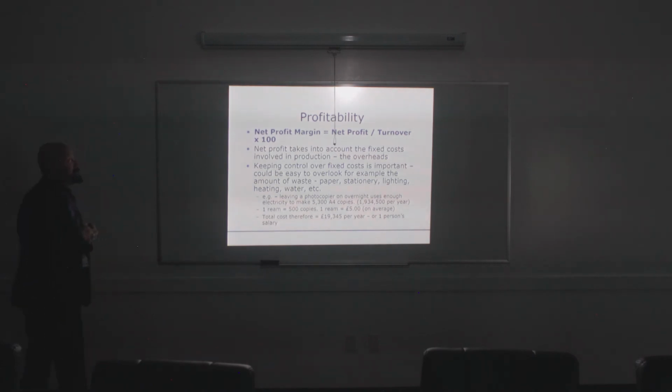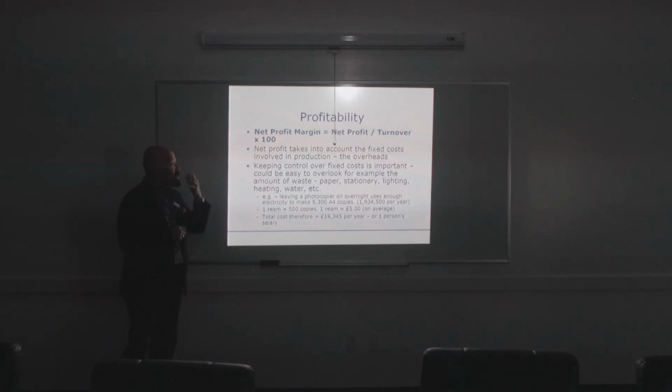Keeping control over fixed costs is super important. It could be easy to overlook, for example, the amount of waste, paper, stationery, lighting, heating, water, etc. These things are expensive. We all as individuals pay these things, so we know they're out there. Leaving a photocopier on overnight uses enough electricity to make 5,300 copies. And that's 1,934,500 per year. So it might be a good idea to turn that copier off at night.